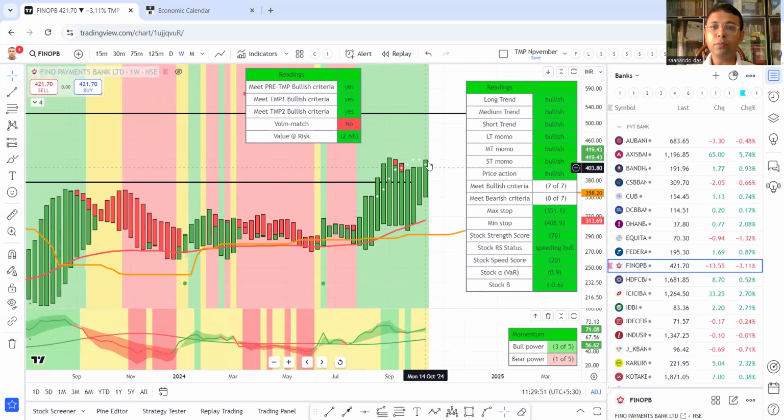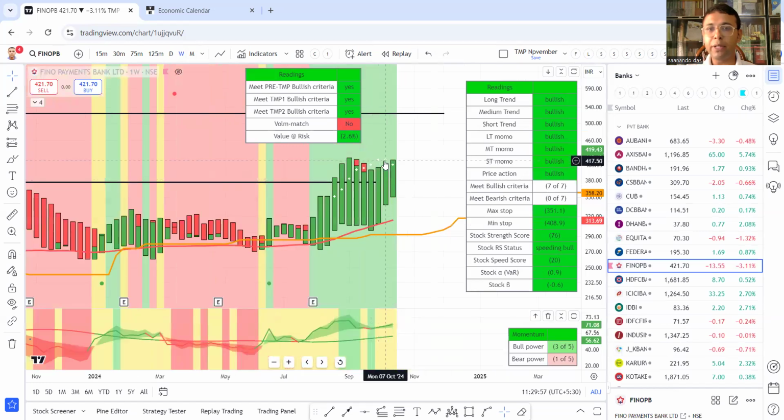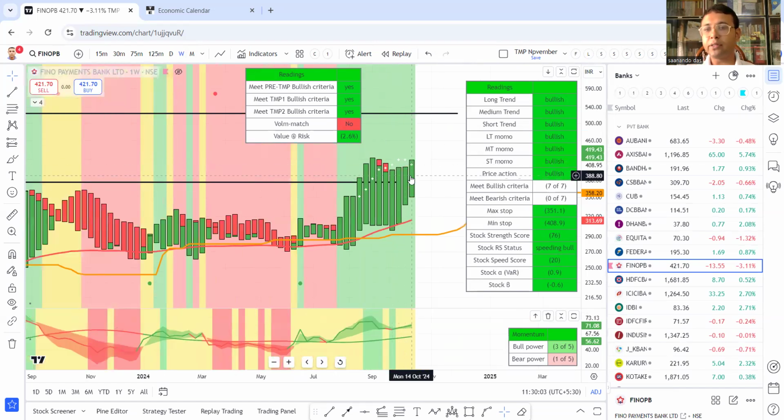Now, how to get this one? This one got ready on weekly last week, because in previous weeks the minimum cross was outside. Last week, based on weekly, it was ready for selection. Volume match is not there. Big volume is expected with comebacks, but that does not always happen. If it is there, it's good.